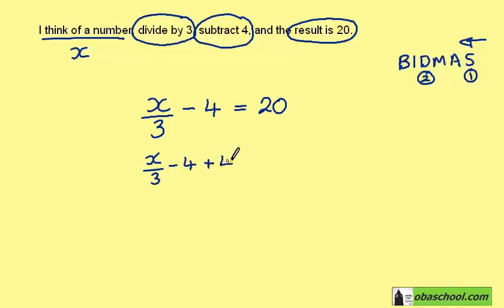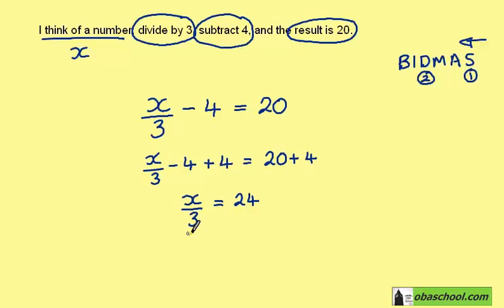Remember, do the opposite, and even more importantly, remember to do the same thing to both sides of the equation. Minus 4 plus 4 is 0, so we're left with x divided by 3. 20 plus 4 is 24.